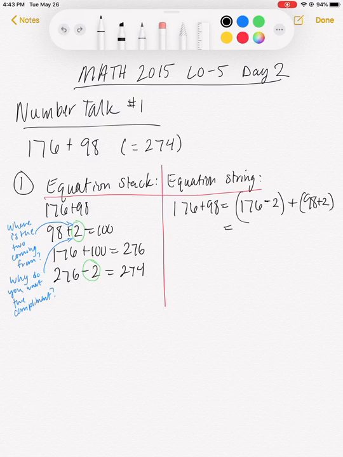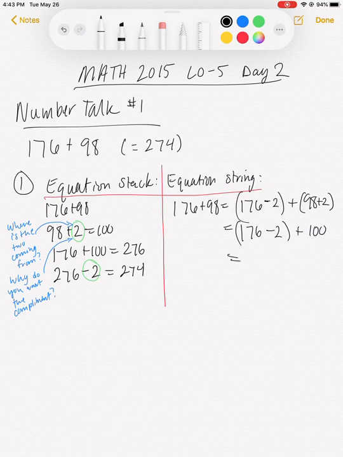176 subtract 2, I'm going to maintain, because the student doesn't subtract 2 until the very end. We have to keep that separate until the end if we want to model as accurately as possible. Now what the student does do is add 98 and 2. So I'm going to do that and make it add to 100.